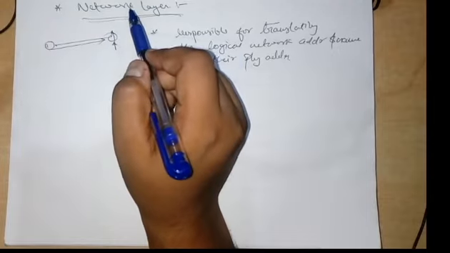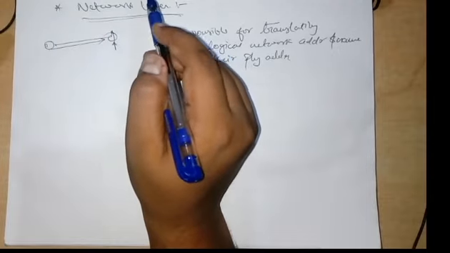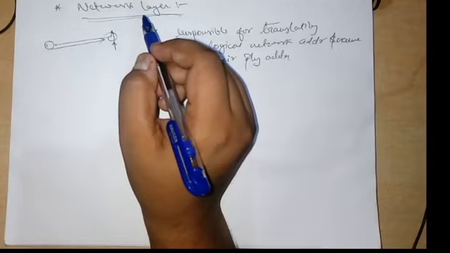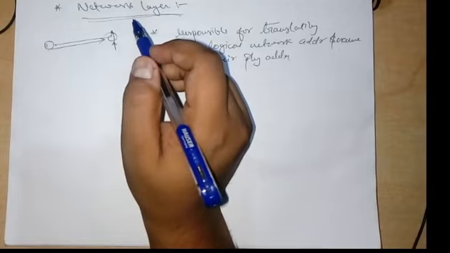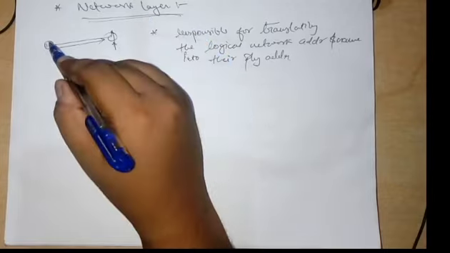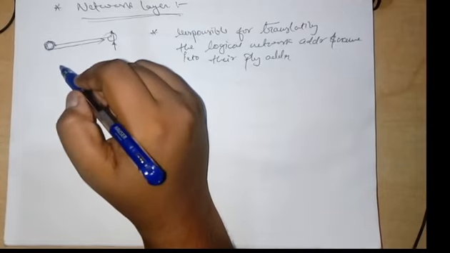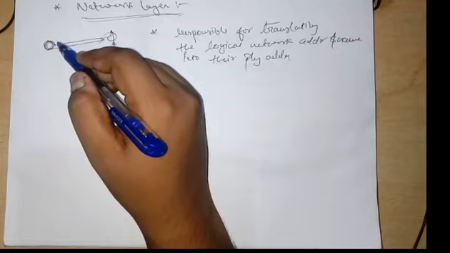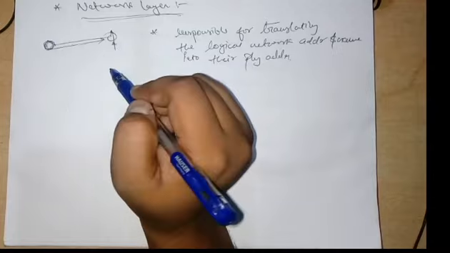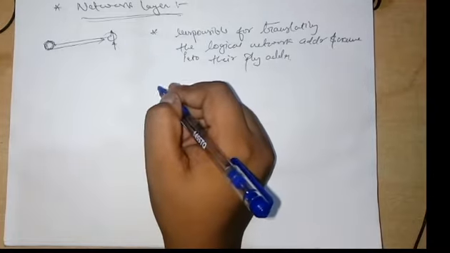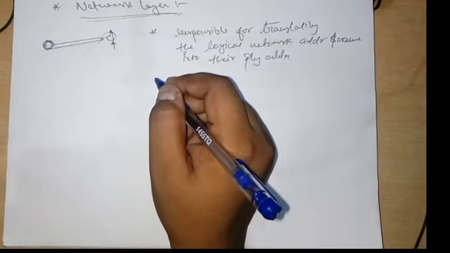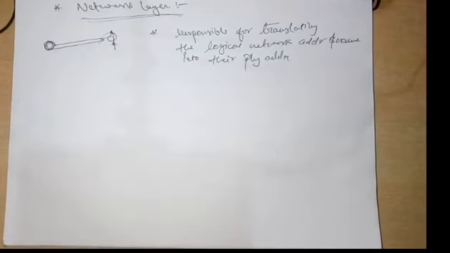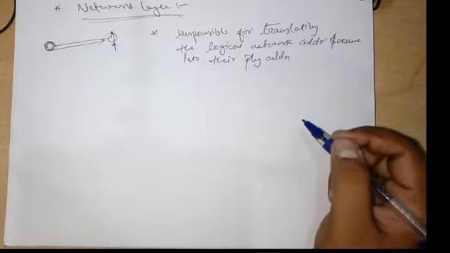Then the network layer translates that logical address received by this system into the physical address, meaning MAC address or IP address. So the network layer is responsible for translating the logical network address and name into the physical address.